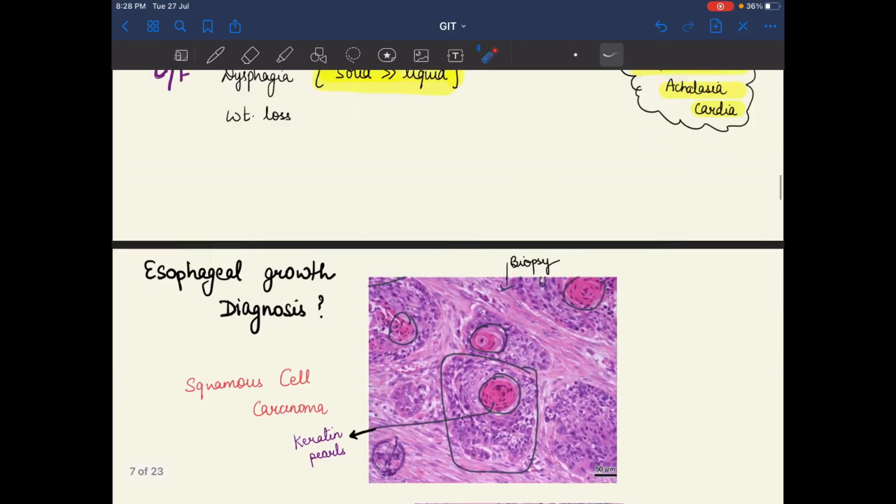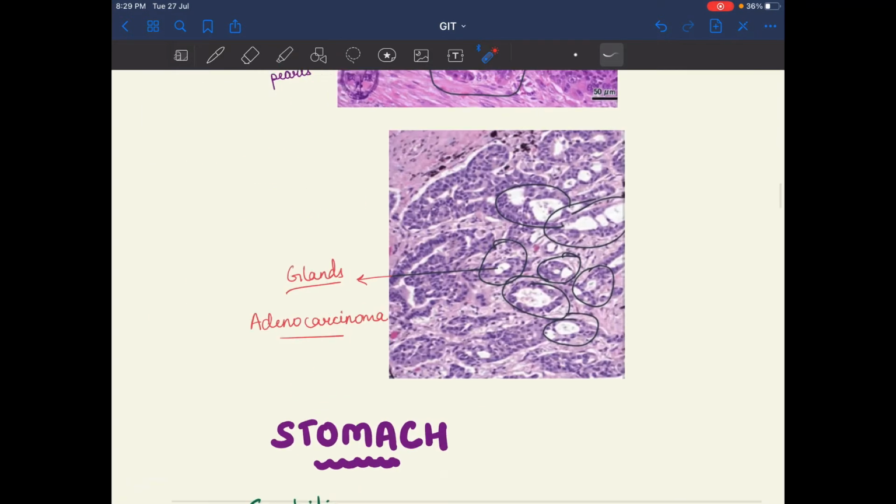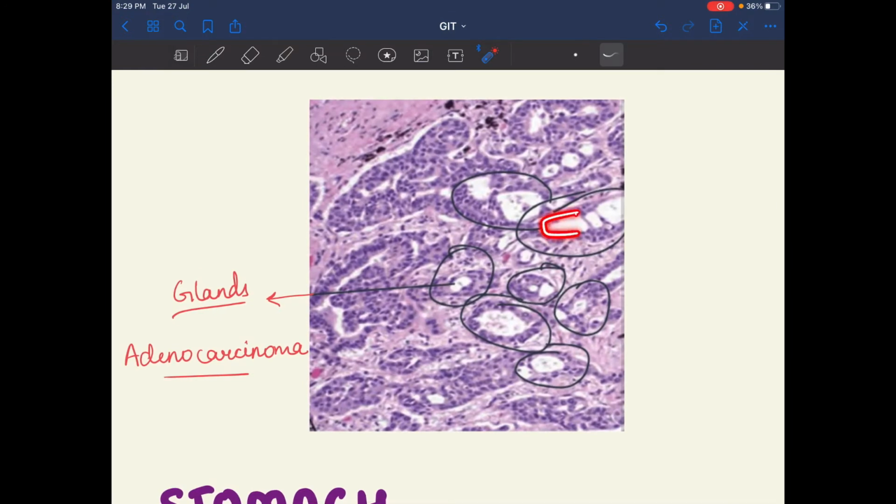Now next, how do we see it on biopsy? On biopsy we see keratin pearls, and keratin pearls are seen in squamous cell carcinoma. In the other biopsy, these are the glands. This dilated white part which we see here is the glands. So glands are seen in adenocarcinoma. So this is about the esophageal tumor.